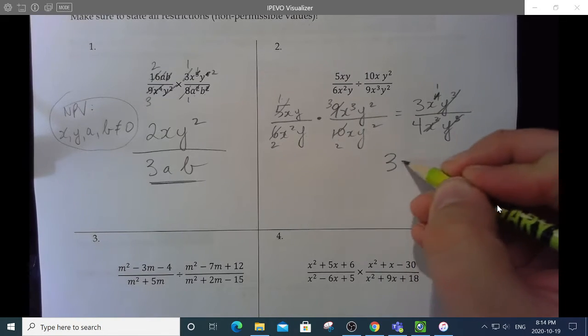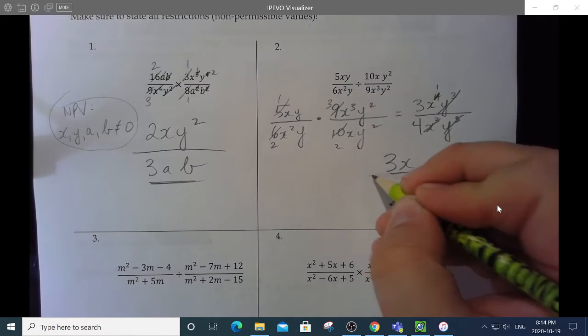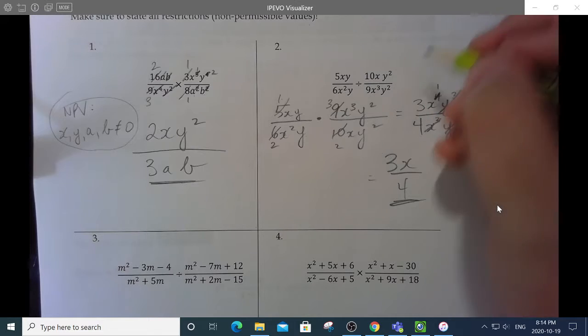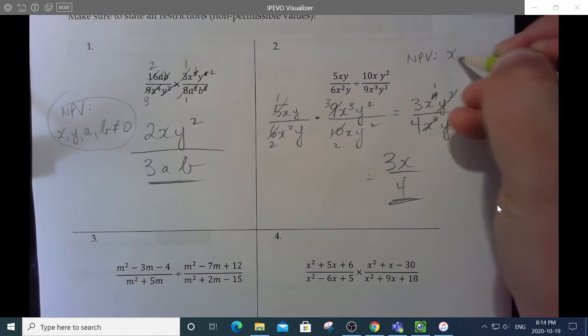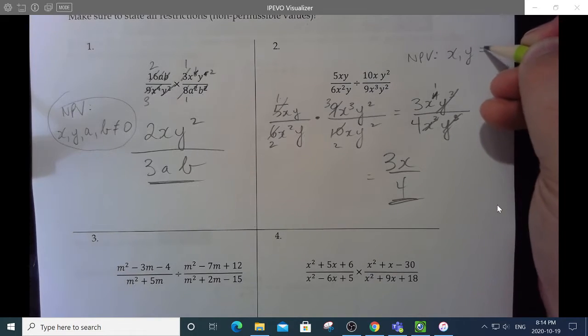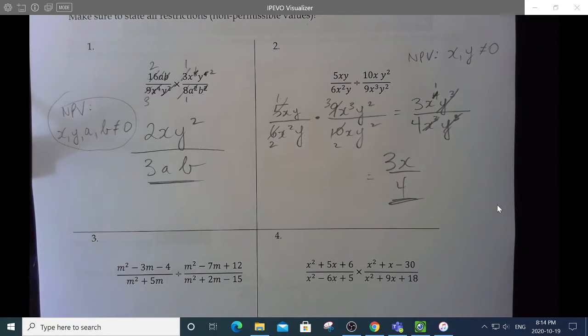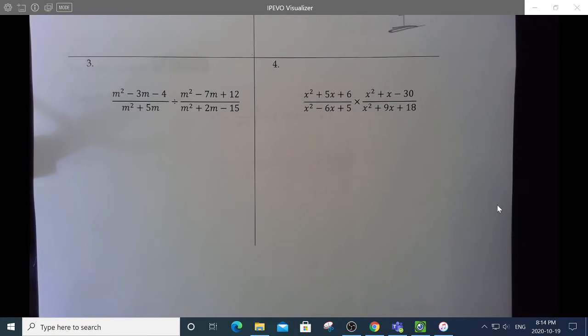And I am looking at 3x over 4. What were my non-permissible values? Once again, I just have to make sure that x and y are not 0. All right, so that's 1 and 2. Now with some big boy factoring.